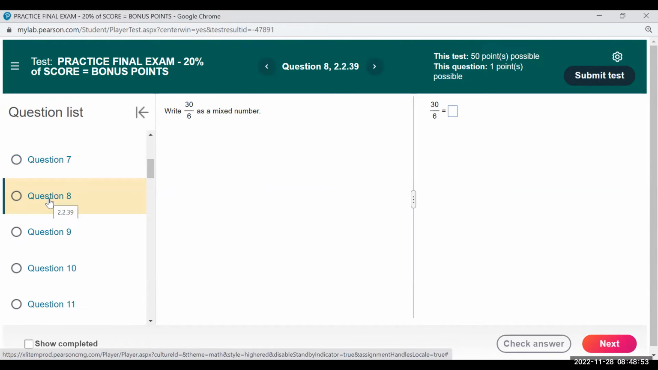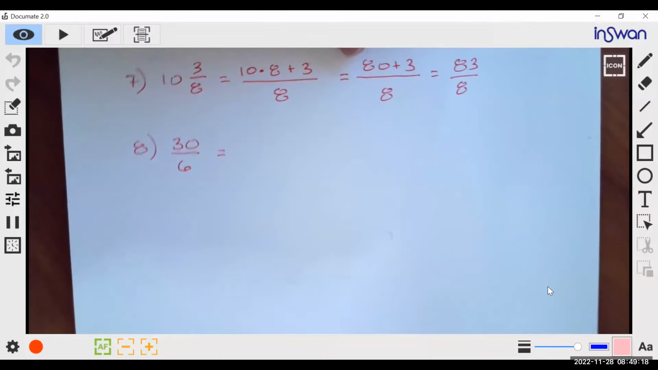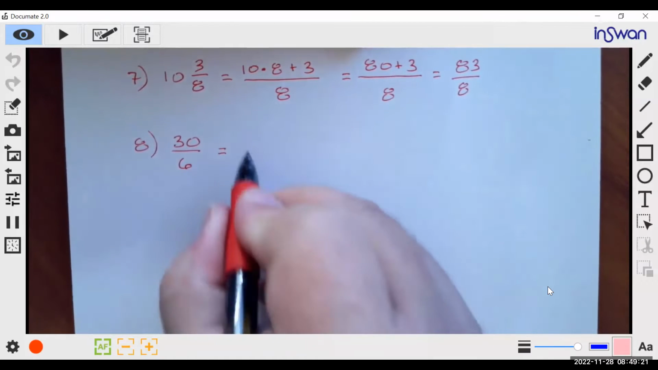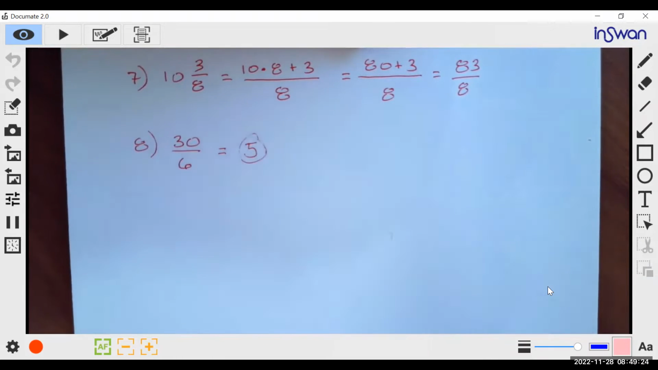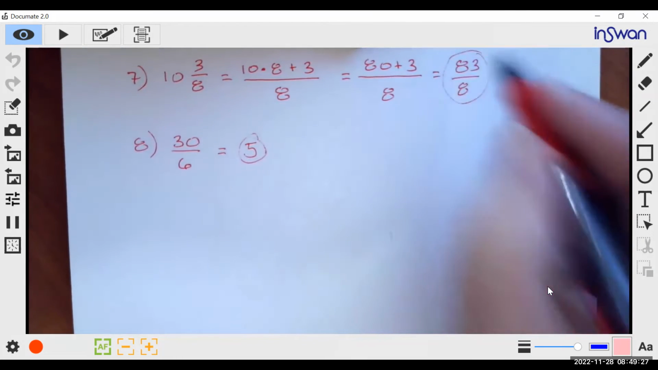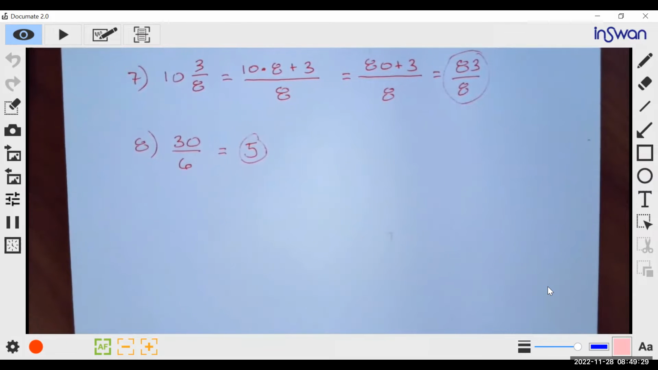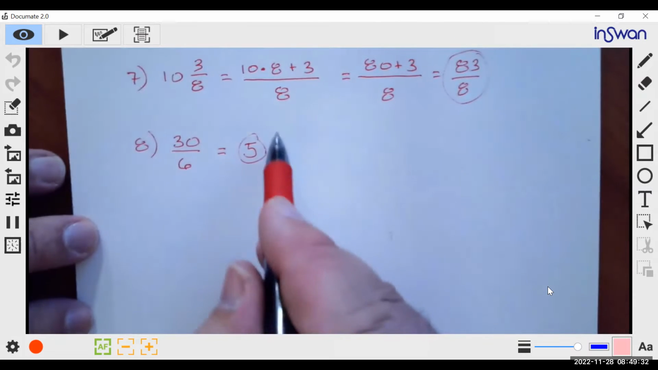Write 30 over 6 as a mixed number. What is 30 divided by 6? Here's your answer. 5 is a mixed number. The fraction's not there.